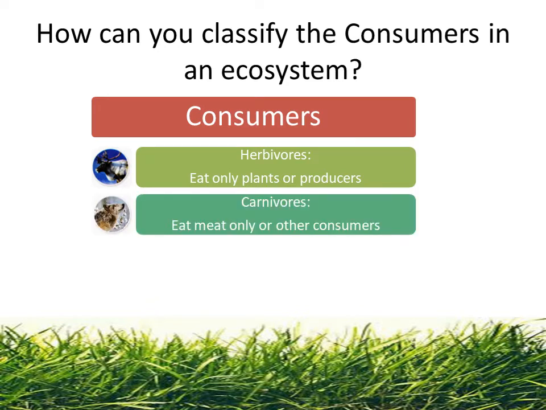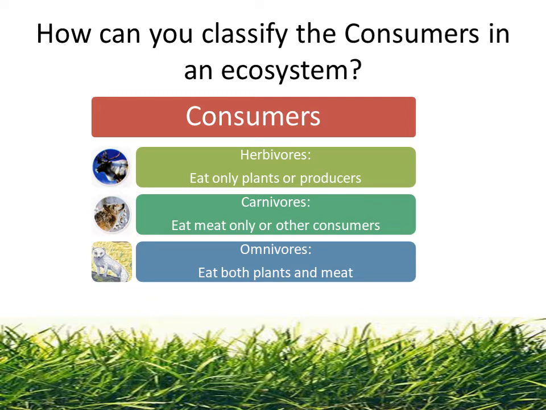We classify consumers also as carnivores, like the wolf. The wolf eats meat only or it eats other consumers. We have many examples also like the lion, like the frog, like crocodile, tiger, and some kinds of fish like the shark. They are carnivores because they eat only meat or other consumers.